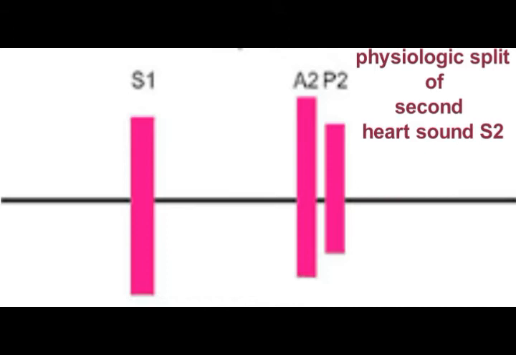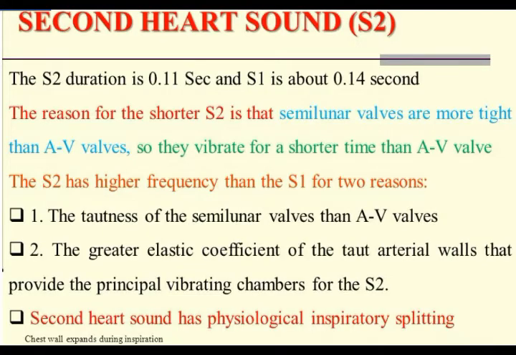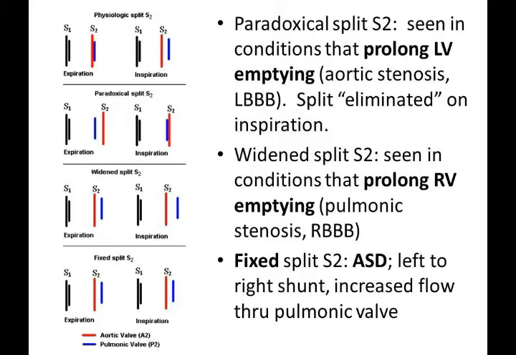Now the S2 duration is 0.11 seconds and S1 is about 0.14 seconds. There are two reasons for shorter S2: the semilunar valves are more tight than AV valves, so they vibrate for shorter time than the atrioventricular valves. The S2 has a higher frequency than S1 for two reasons: the tautness of the semilunar valves compared to the AV valves, and the greater elastic coefficient of taut artery walls that provide the principal vibrating chambers for the S2.